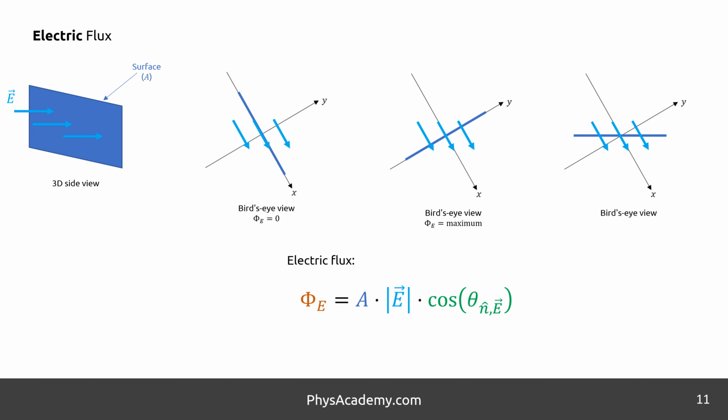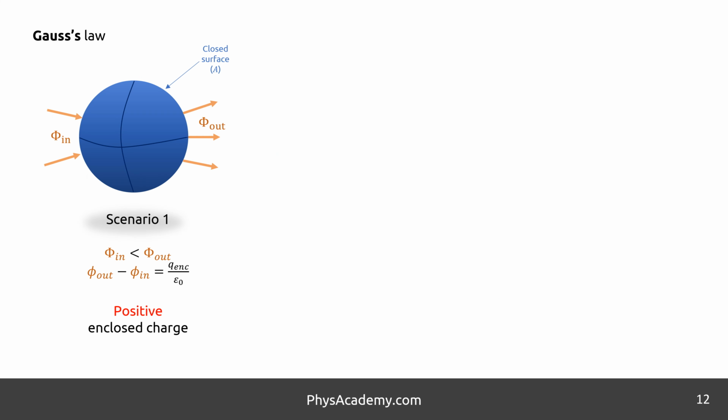To formulate this, we have the following equation. Here phi is the letter for flux. A is the area. E is the magnitude of the electric field. And we have a cosine of the angle between the normal surface vector and the field. Remember, in science, when we need to measure the angle between a surface and another vector, we find the surface's normal vector, then we take this vector as the reference vector of the surface rather than the face of the surface itself.